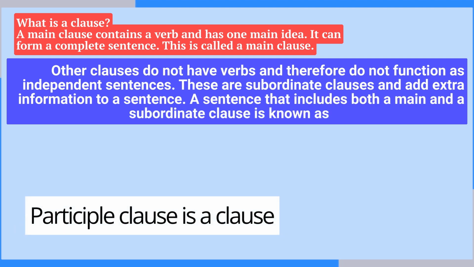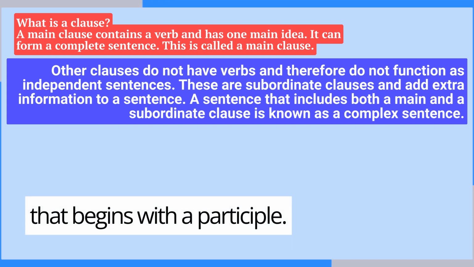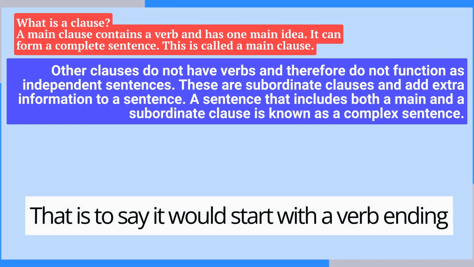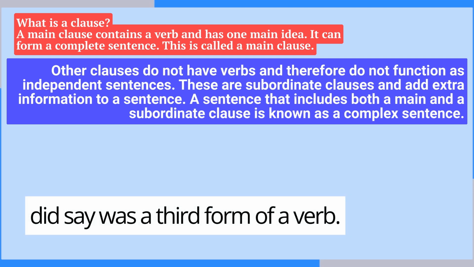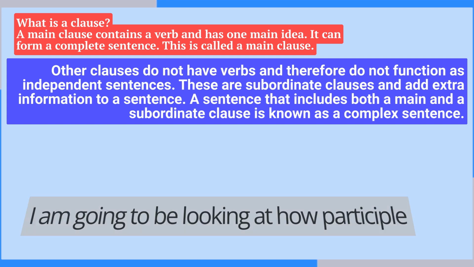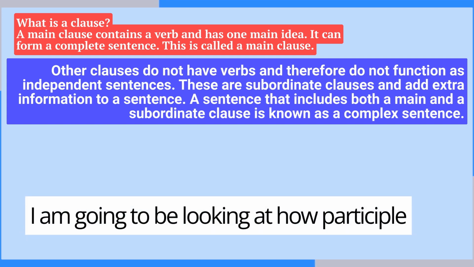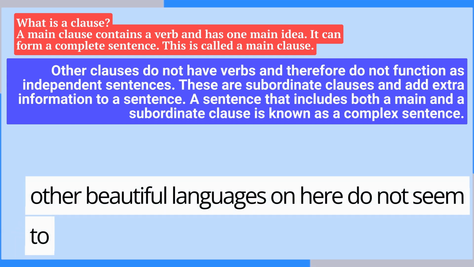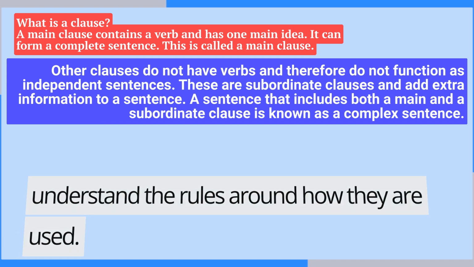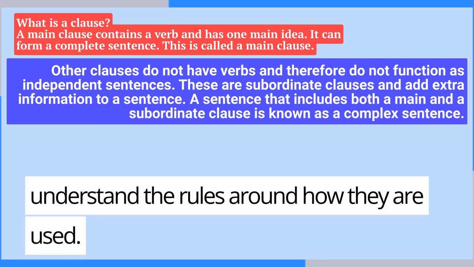A participle clause is a clause that begins with a participle. That is to say, it would start with a verb ending in ing or a verb in the past participle, which I did say was a third form of a verb. I am going to be looking at how participle phrases are used, because I found that speakers of other beautiful languages on here do not seem to understand the rules around how they are used.